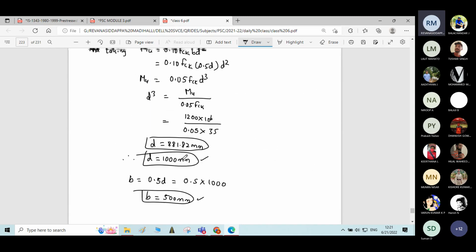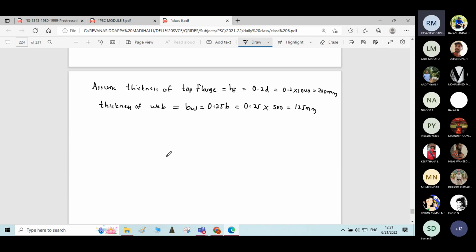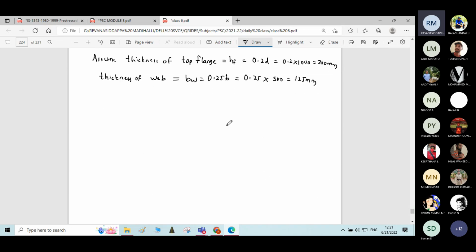Okay, so as this is the I section, we have to assume either case 1 or case 2. My suggestion is for designing an I section, you assume case 1 only. What is case 1? Depth of neutral axis lies within the flange. Especially, you assume it as depth of neutral axis is equal to depth of flange.